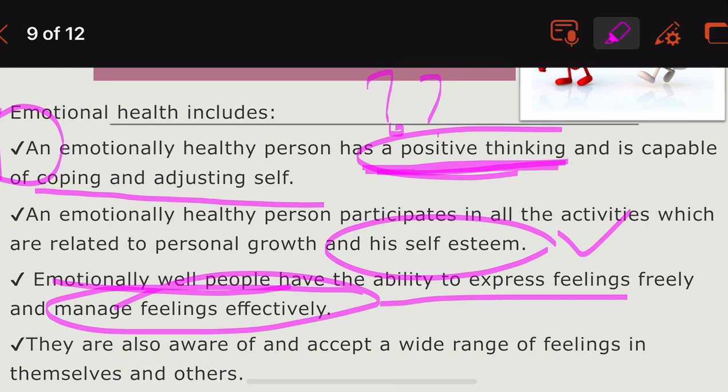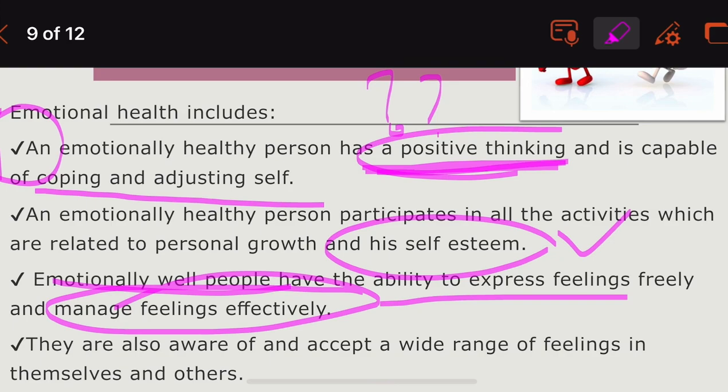For an example, a person who is rejected, what does he do? He doesn't hold on to the grudges. He accepts his fate, his reality, and then he accepts the feelings very nicely. He tries to express his feelings. If there is no reciprocation, then he will manage the feelings very effectively. He is an emotionally healthy person. Not like, okay, she rejected me, I'm going to throw some acid on her, burn her face. All such are not emotionally healthy people.